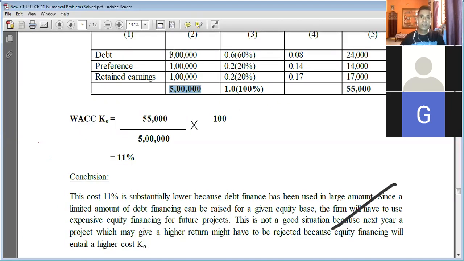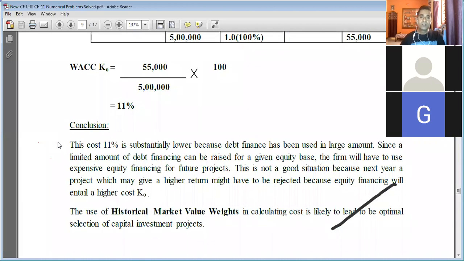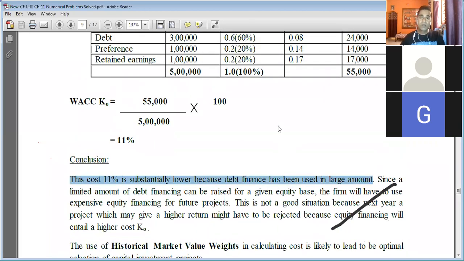I also mentioned that if debt capital increases beyond a limit, there is an optimal point up to which the use of debt capital reduces the cost of capital. Beyond that point, if excess debt capital is used, it increases the financial risk of the firm. Financial risk means inability of the firm to repay the principal and interest of debt. So to conclude, the cost of 11% is substantially lower because debt finance has been used in a large amount, that is 60%.